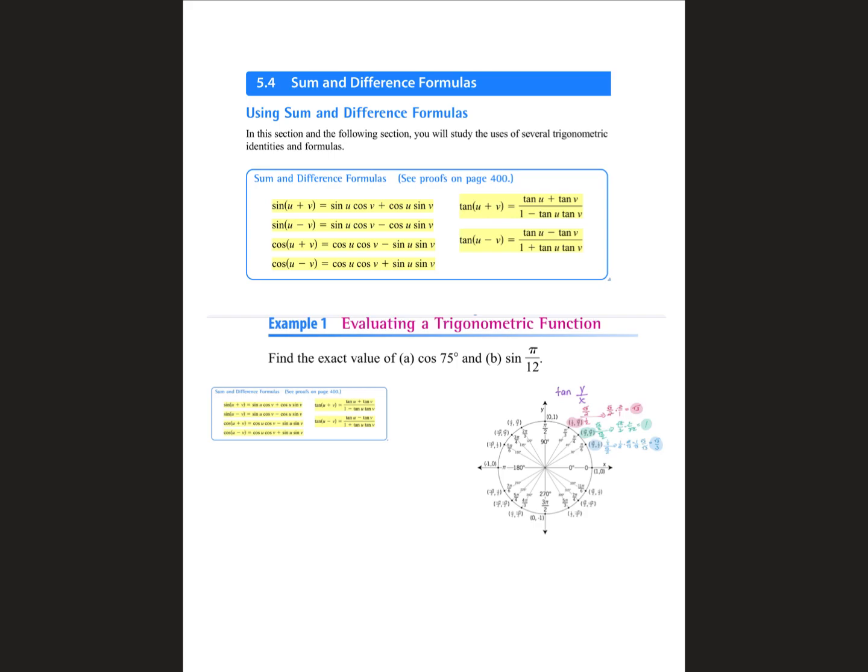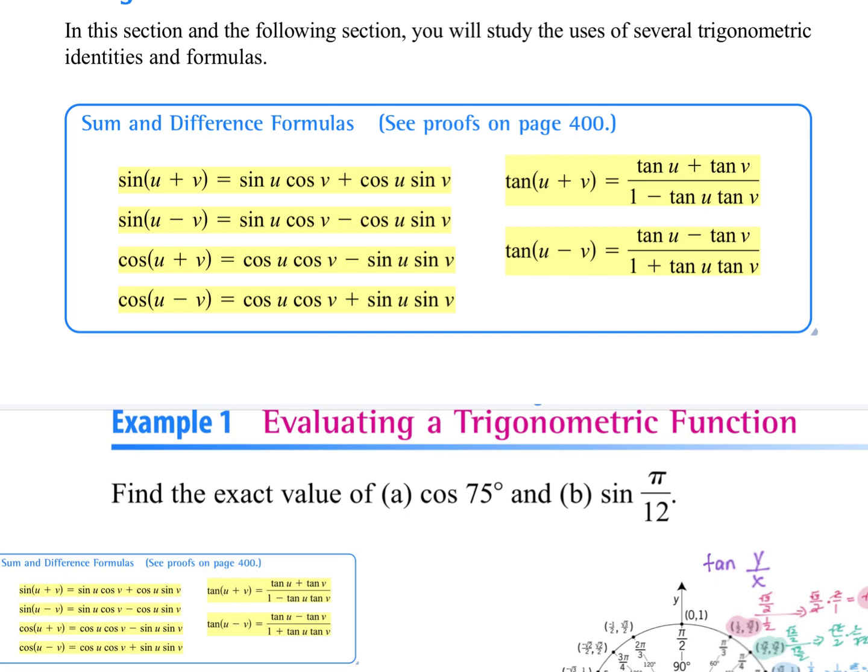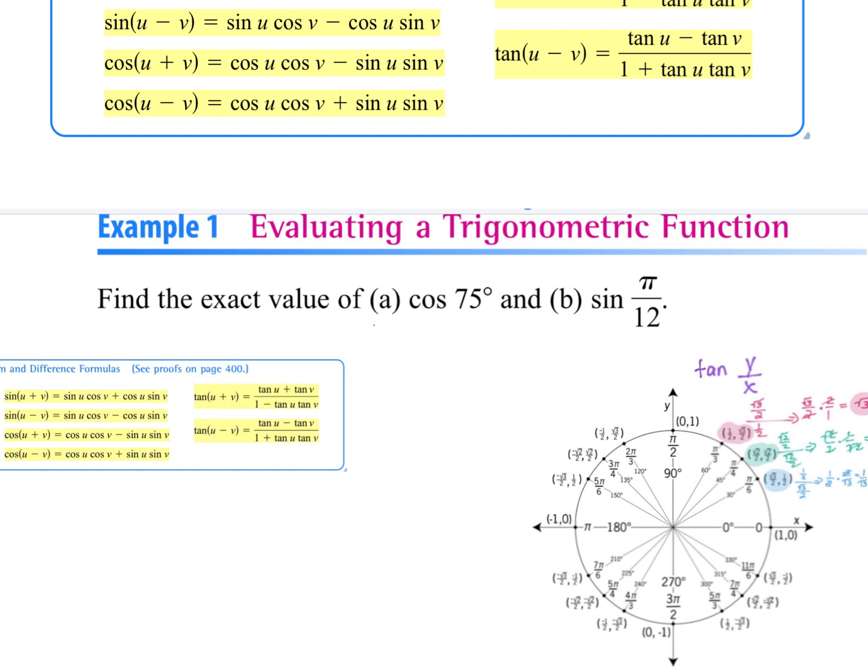So 5.4 is all about our sum and difference formulas. We use these formulas when we're given the cosine, sine, or tangent of an angle that's not exactly on the unit circle, but we could use one of the formulas to help us out and find two angles that are on the unit circle. So looking at example A, we have cosine of 75.